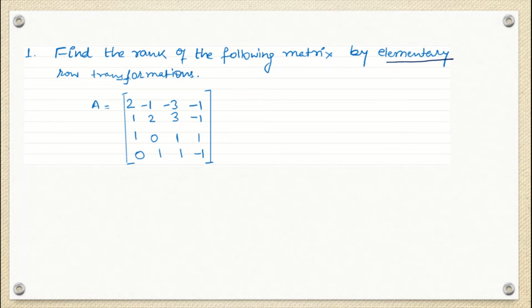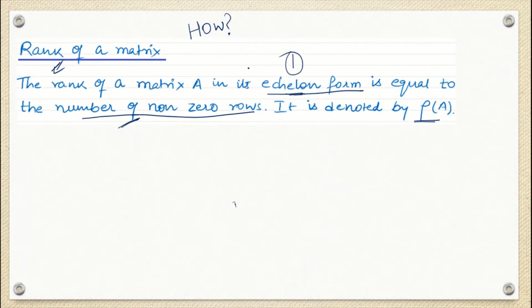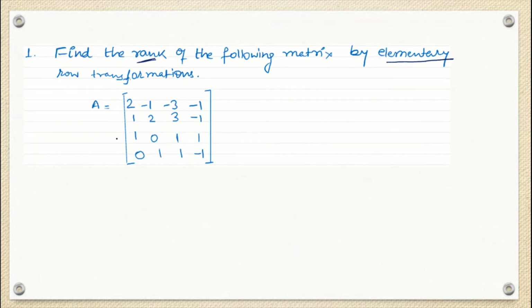As per the definition of rank, step number 1 is what? We will be converting the matrix into its echelon form. And then step number 2 is what? We are going to count the number of non-zero rows, and the total number of non-zero rows will be called the rank of the matrix. Fine. So we are going to first write this matrix into the echelon form.